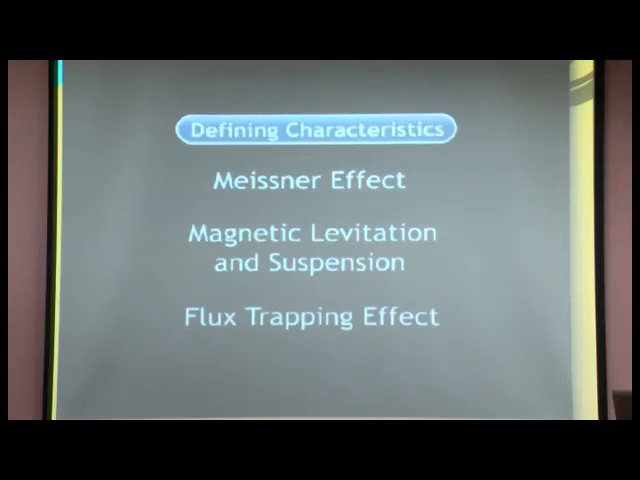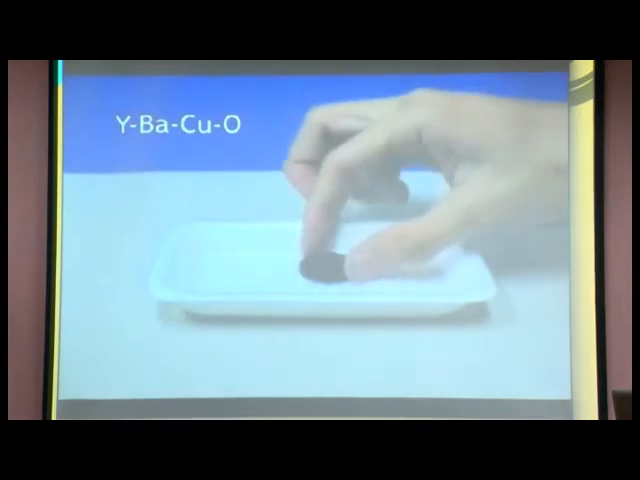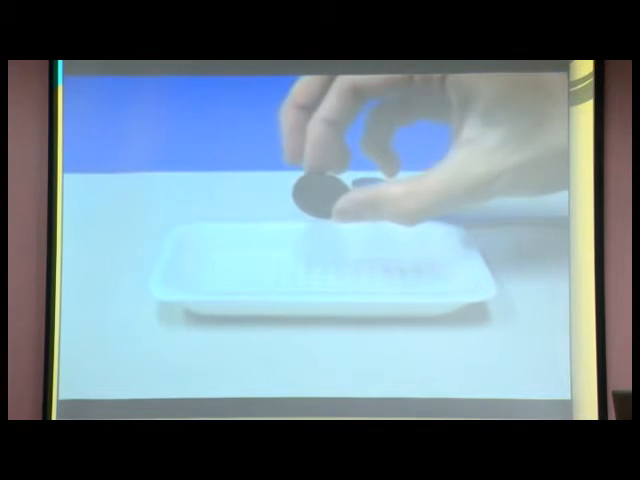and suspension and flux trapping effect. So these are the simple characteristic features involved in the superconductors. Yttrium barium copper oxide is the superconducting material, and this disc is the superconductor.